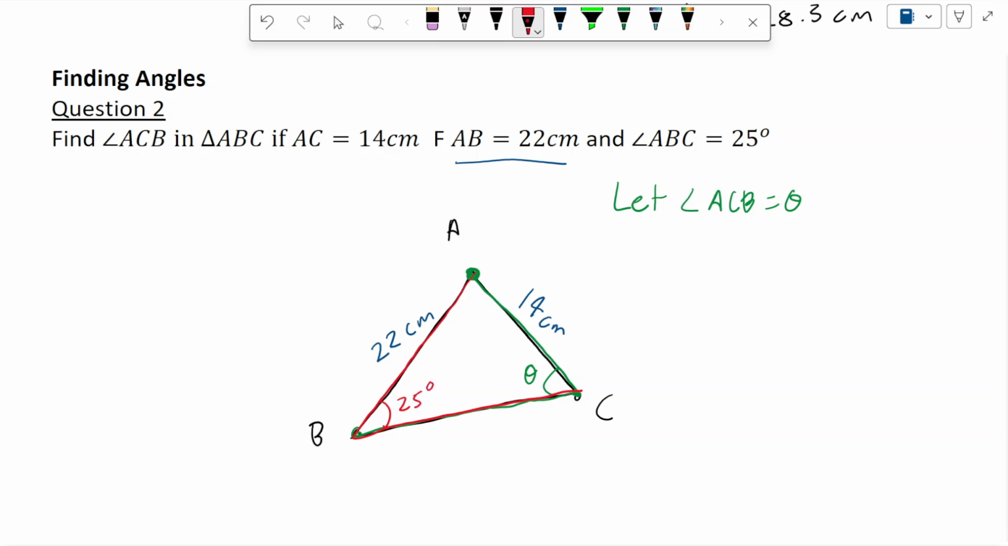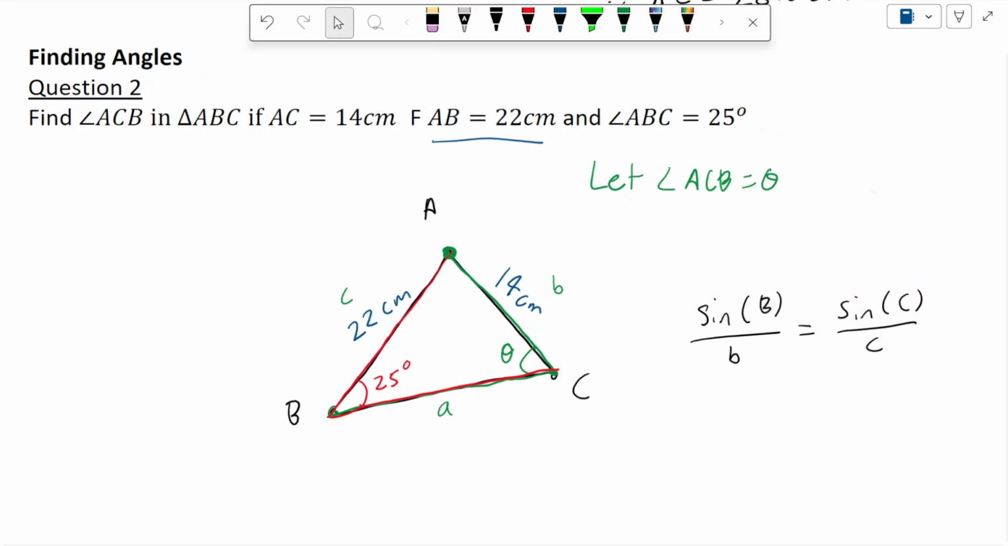Now let's use the sine rule. So what we should really do is label little a across from big A, little b across from big B, and little c across from big C, and then we figure out which side we don't want. Again, it's actually A that we don't care about, so only B and C. So we're going to use this version of the sine rule: sine B over b is sine C over c. We don't care about a in this example.